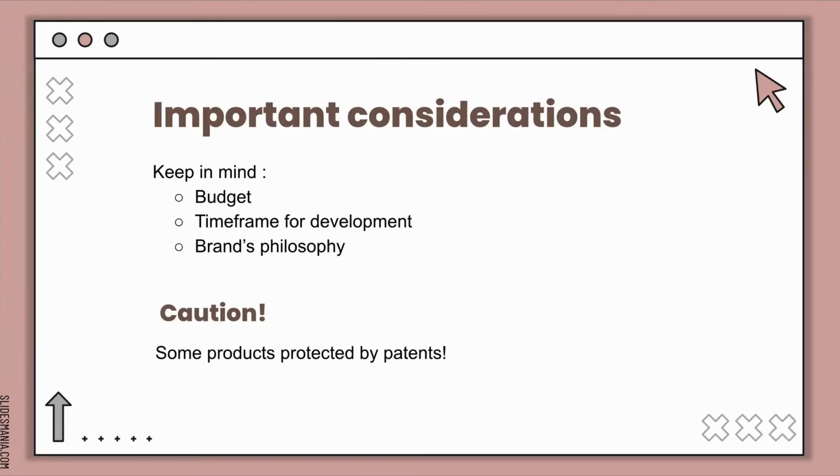When reverse engineering a product for a client, it's important to keep in mind budget and time frame for development, but also the brand's philosophy, especially if there are some of those ingredients that are to be avoided. It's very important to keep in mind that there are products that are protected by patents, so a word of caution on that aspect.